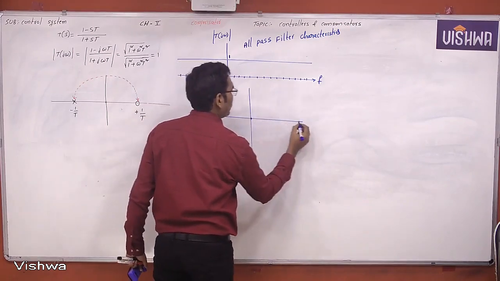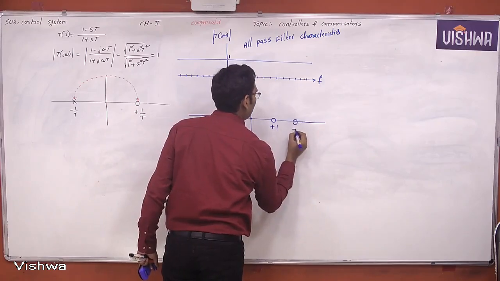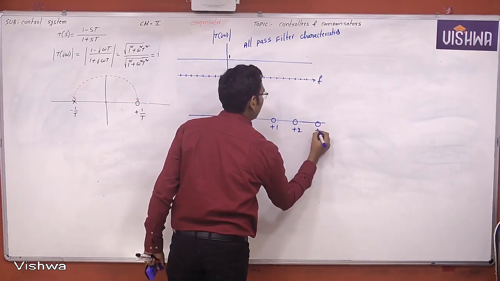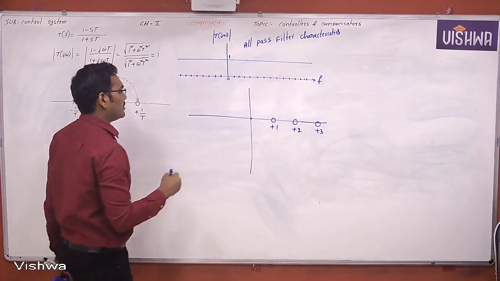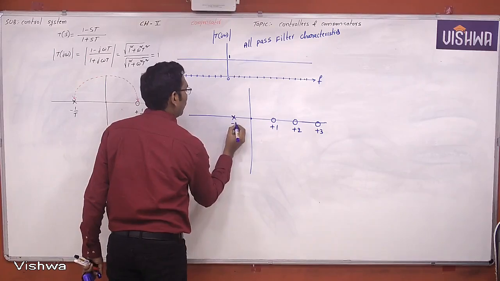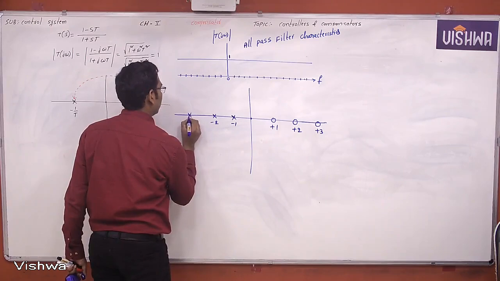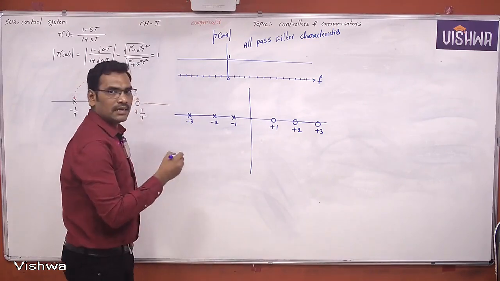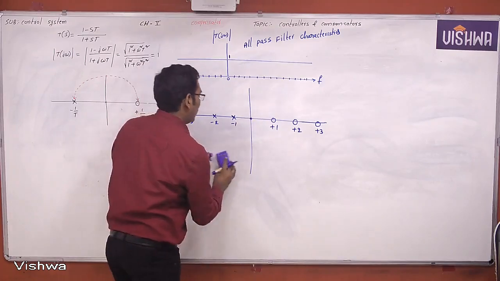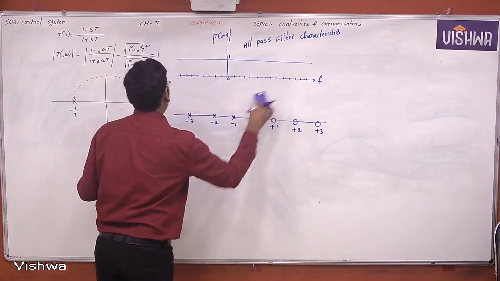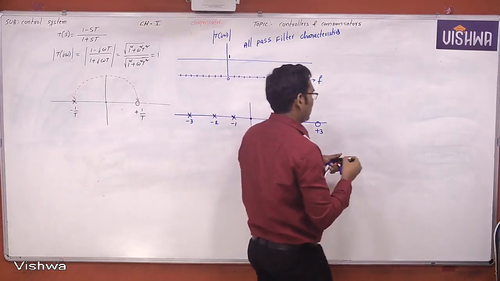Now for example, this is the origin, zero is at plus 1, zero is at plus 2, zero is at plus 3. If this system is to produce all pass system characteristics, then there exists a symmetrical pole at minus 1, at minus 2, at minus 3. Now this is the symmetrical arrangement between the poles and zeros with respect to origin or with respect to imaginary axis. Then that particular system is called as all pass system or all pass filter characteristics.